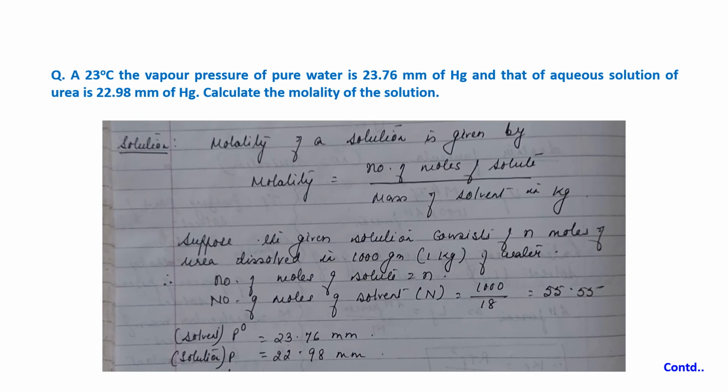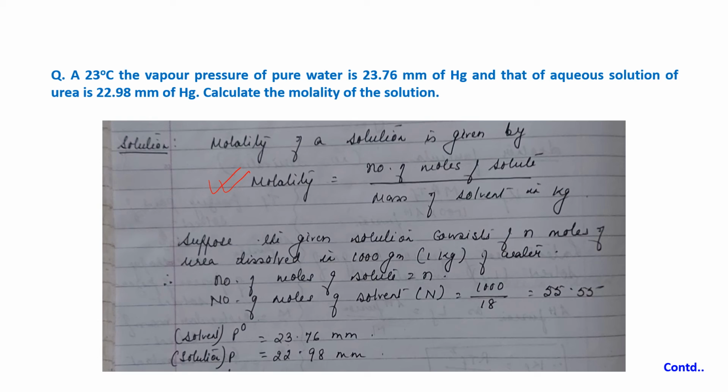Next numerical, children. At 23 degrees centigrade, the vapor pressure of pure water is 23.76 millimeter of mercury, and that of an aqueous solution of urea is 22.98 millimeter of mercury. Calculate the molality of the solution. Molality of a solution is given by molality is equal to number of moles of solute divided by mass of solvent in kg. You all know about this formula.